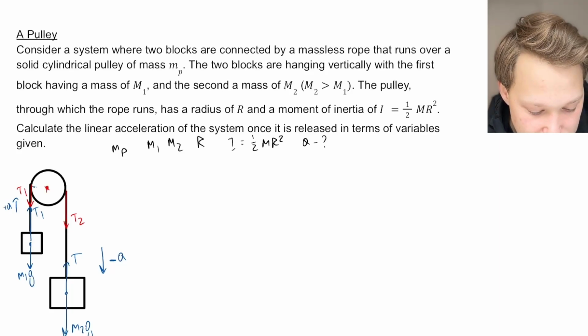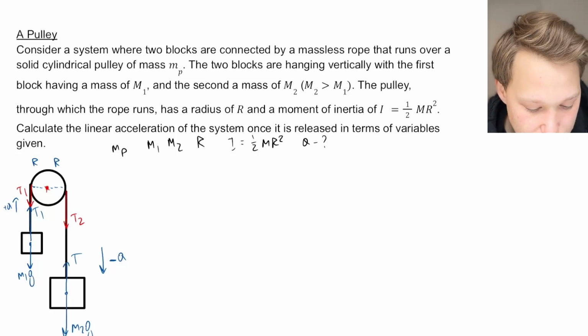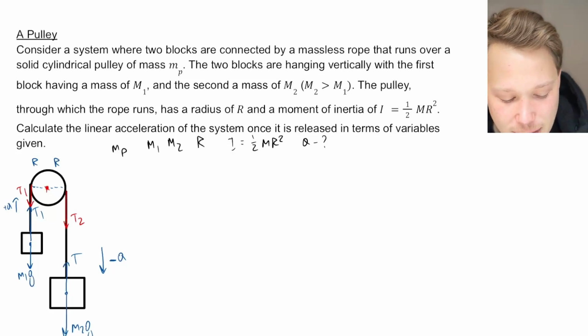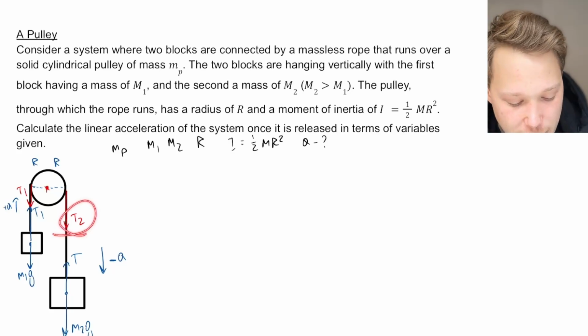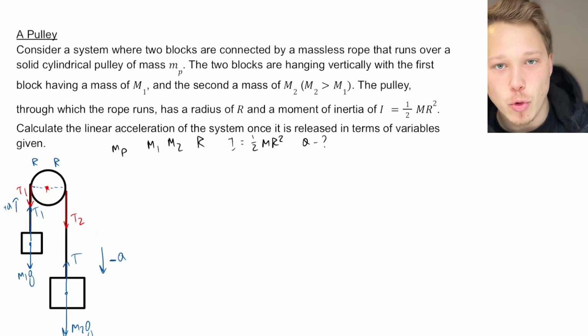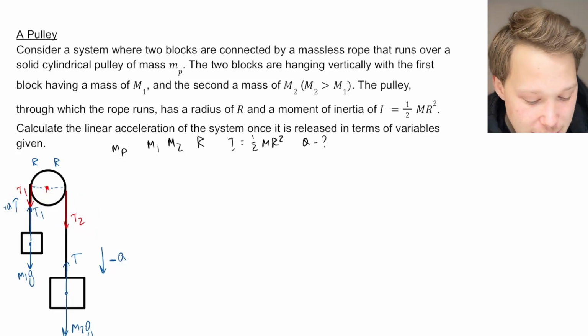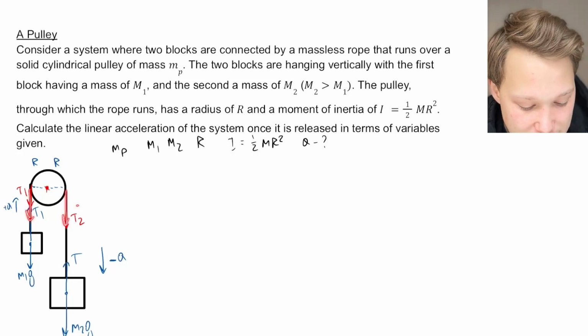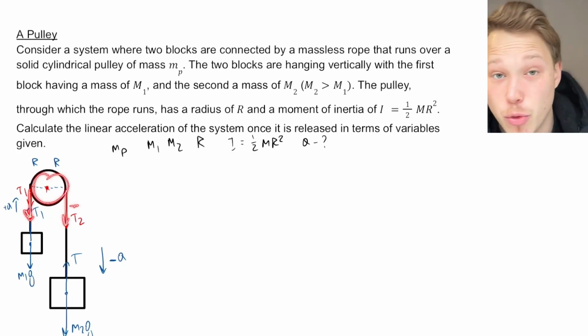So the distance at which these forces are applied is R away, right? Now, you might be thinking, how come these 2 tensions are not the same? The reason is that the pulley is rotating, which means that if these 2 tensions were the same, then the 2 forces would just cancel each other out and the pulley would not rotate.